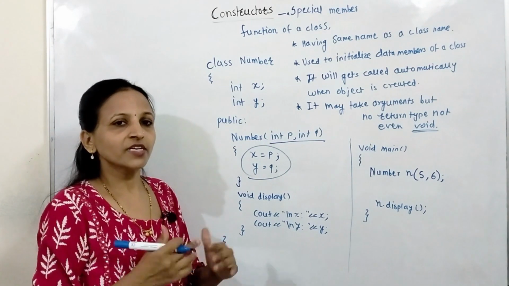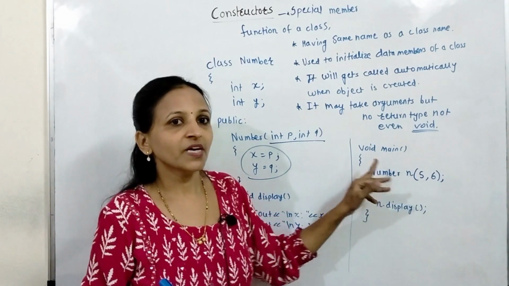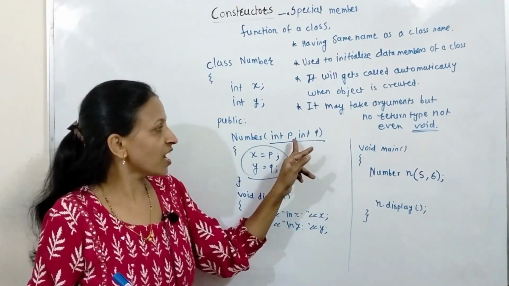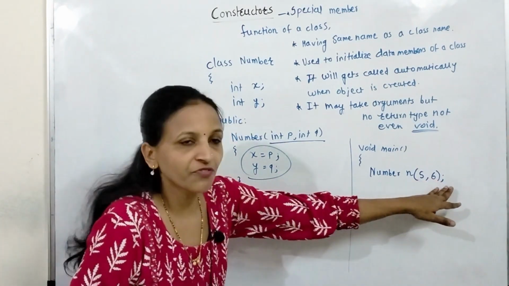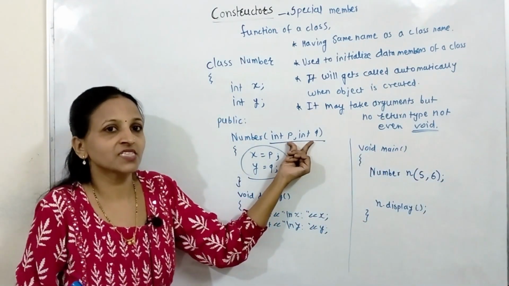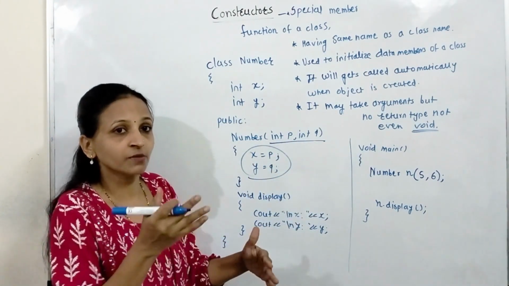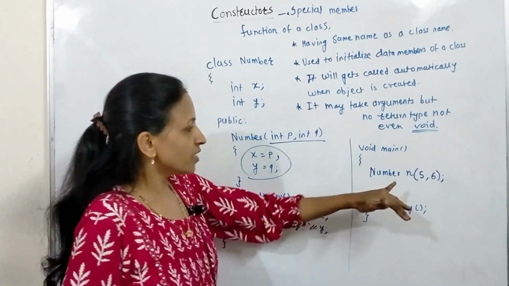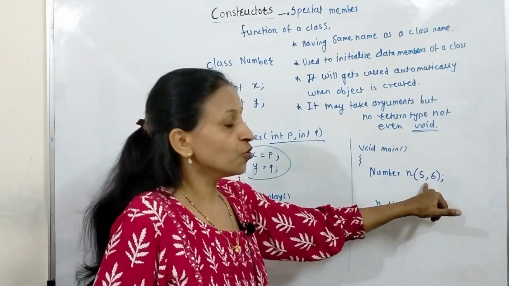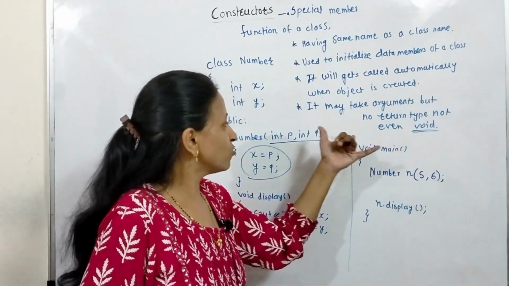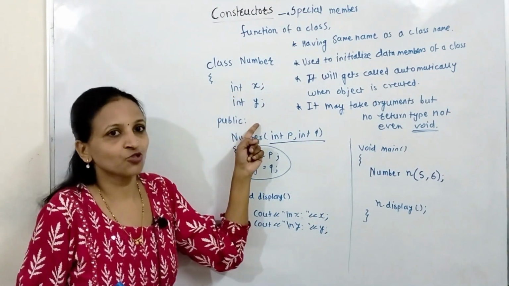If we have not written any constructor, then normally we create an object like only Number n. But if we have written a constructor having arguments, then those arguments we have to pass here. See here I have passed 5 and 6, automatically that will get copied inside P and Q. Here I have not called a member function explicitly using object dot. I have just created the object, and while creating the object I have passed these two integer values, and those values will get set to the data members of that class. I am just initializing the data members of the class.